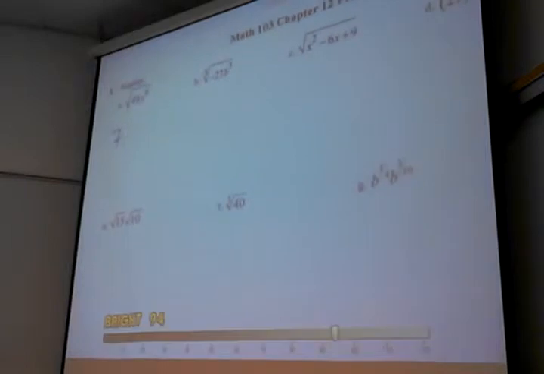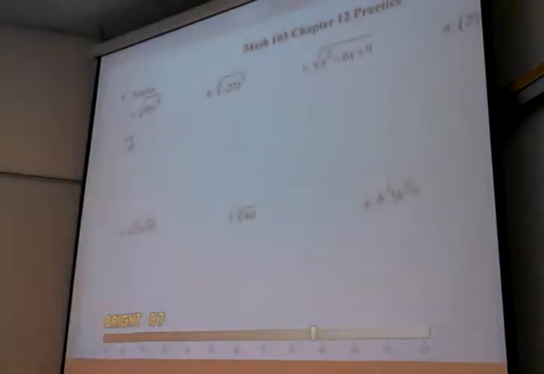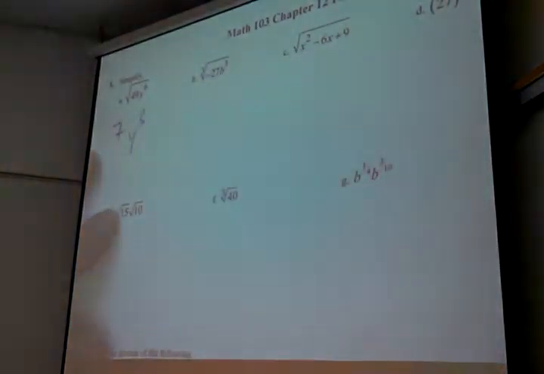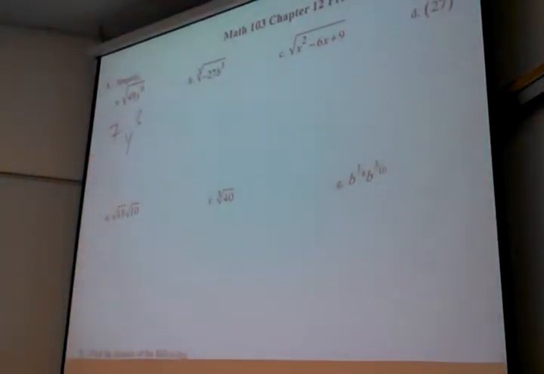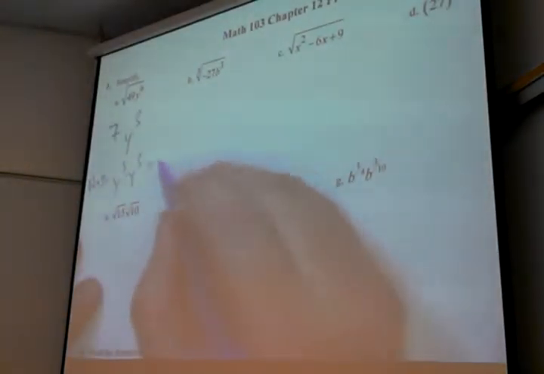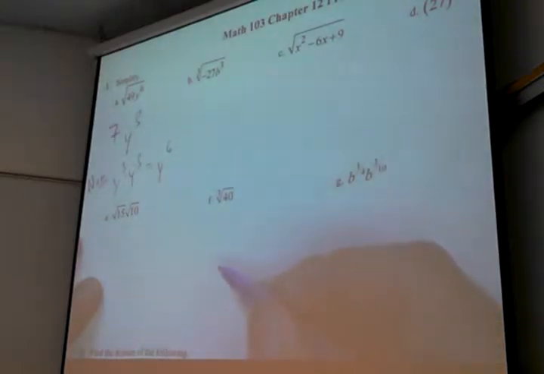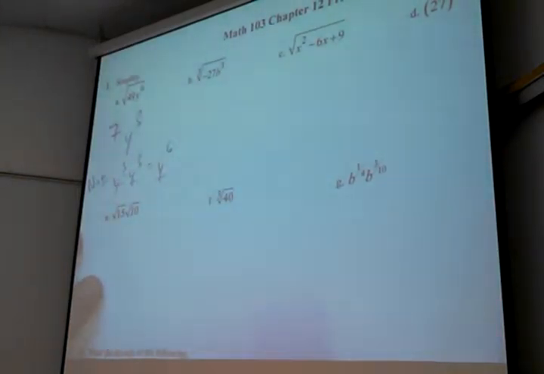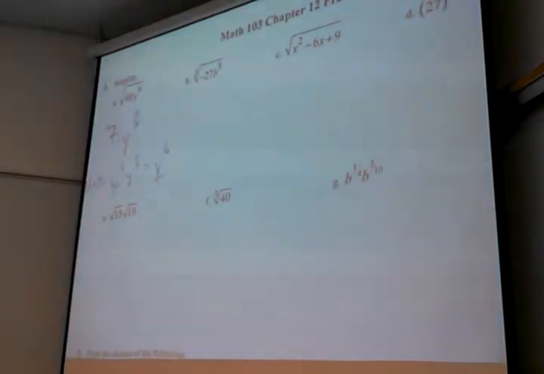And then you cut y to the 6 in half, and you get y to the third. And what's y to the third times y to the third? Y to the third times y to the third is y to the 6, right? The square root of 49 is 7, because 7 times 7 is 49. The square root of y to the 6 is y to the third, because y to the third times y to the third is y to the 6, the same way. Cool.